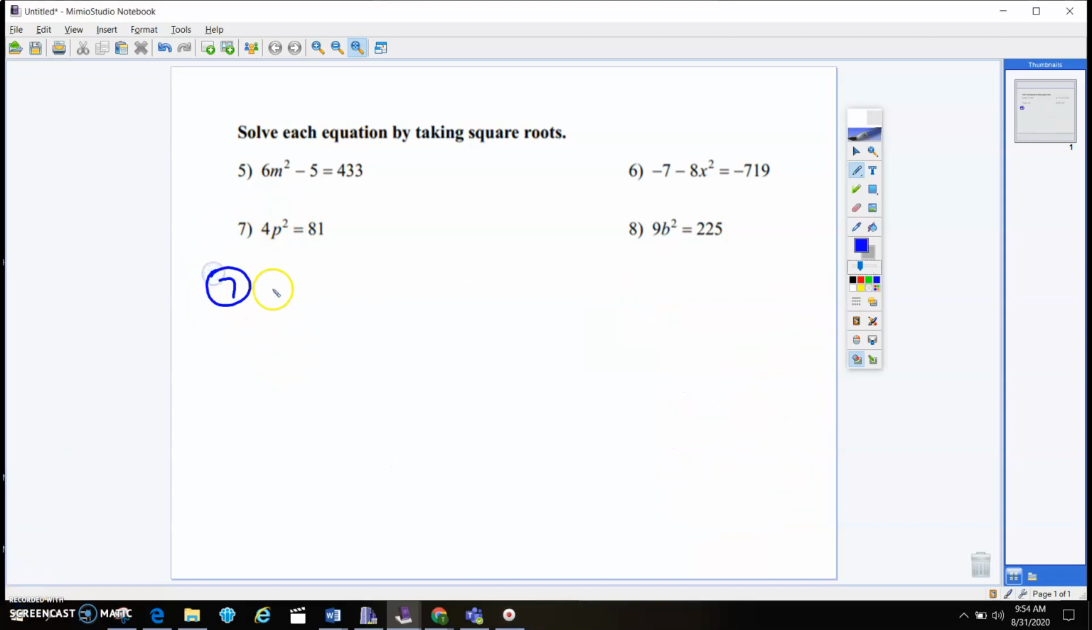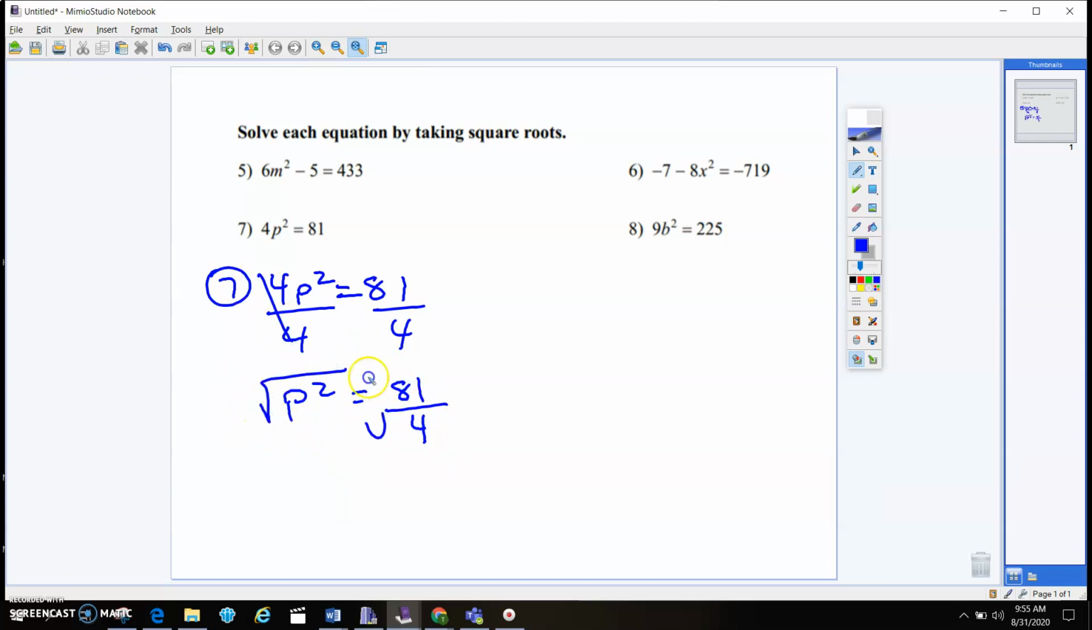Alright, so on number 7, we don't have to do a whole lot of finessing, which is pretty nice. So we're going to divide by 4 on both sides. And so that's going to give us 81 divided by 4. Now, if we take the square root of both sides, I'm going to show you a really easy trick to make this super easy. If you take the square root of 81, that's going to give you 9. And if you take the square root of 4, that's going to give you 2. So this is going to give you positive and negative 9/2.